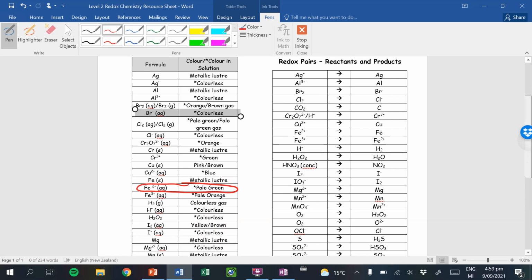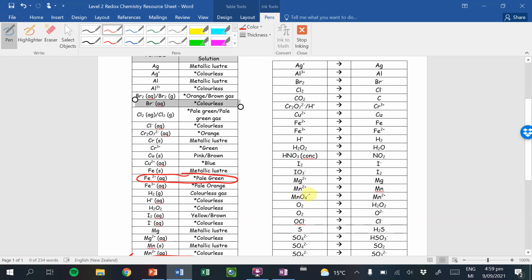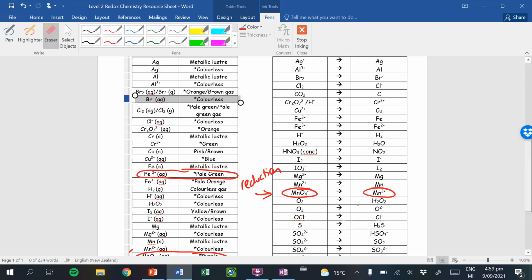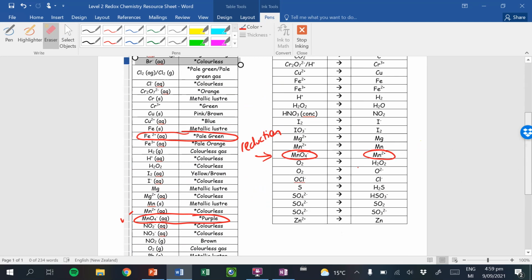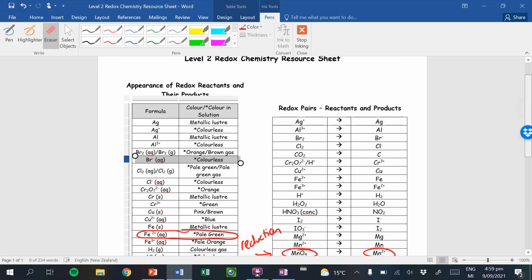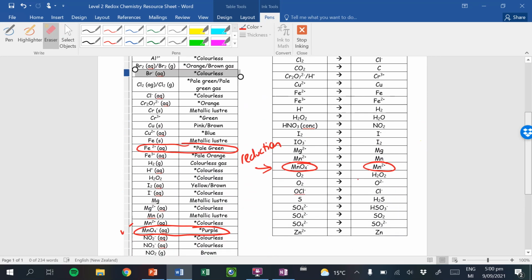So I'm looking at this list, and I'm looking at where permanganate is. Permanganate is going to the manganese ion, and it's going in this direction, so this must be my reduction reaction. Because we know everything going in that direction is my reduction. So that's what I'm looking at there.